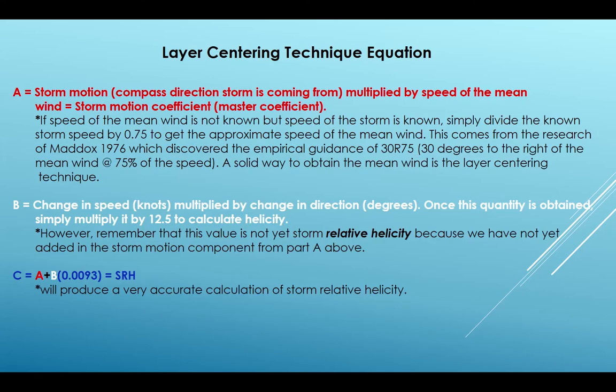So the layer centering technique equation, A is the storm motion. This is the compass direction the storm is coming from, multiplied by the speed of the mean wind. This equals the storm motion coefficient, or the master coefficient.